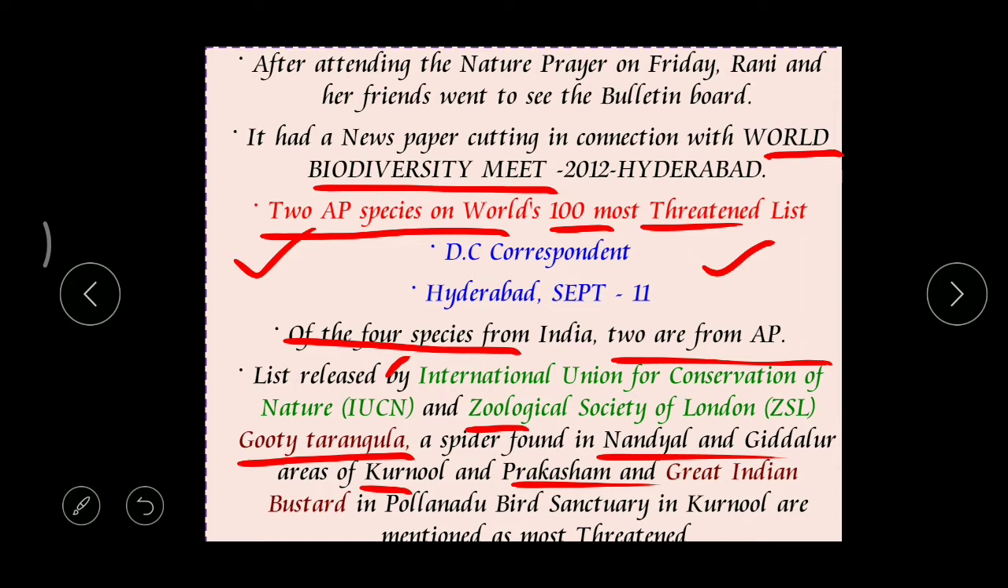And what is the second one? That is the Great Indian Bustard. It is a bird, and you can find it at the Pollanadu Bird Sanctuary. Here, what is meant by sanctuary? Sanctuary means a protected area for the birds. A protected area for the birds can be called a sanctuary.